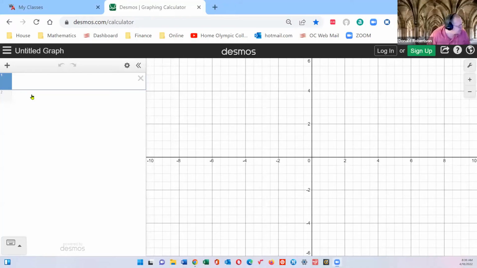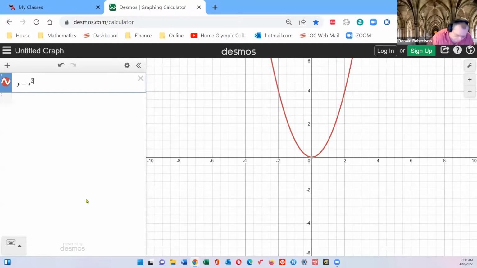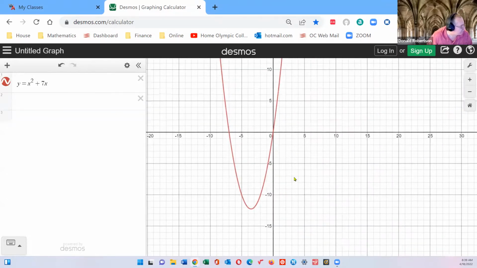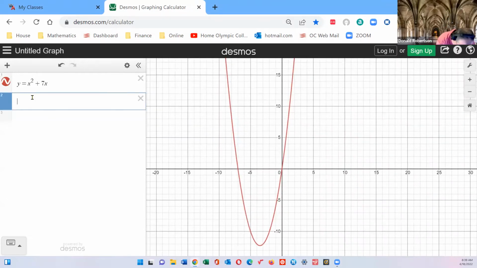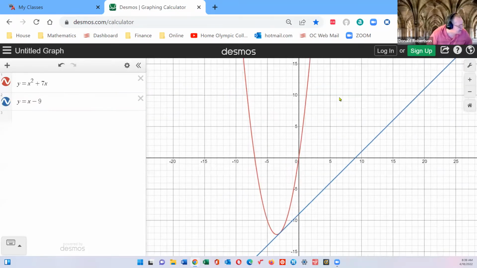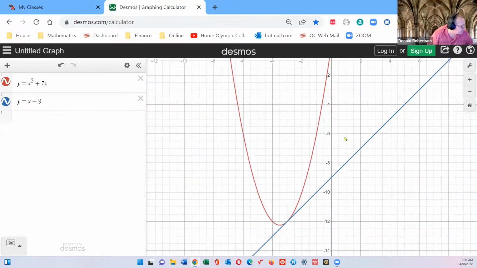So here is Desmos. I'm going to put in the original curve, which in this case was the quadratic, x squared plus 7x. And there it is. Looks a bit like that. I'll probably adjust the windows in a few moments. The equation of the tangent line is y equals x plus 3. No, it wasn't. It was x minus 9. There we go.